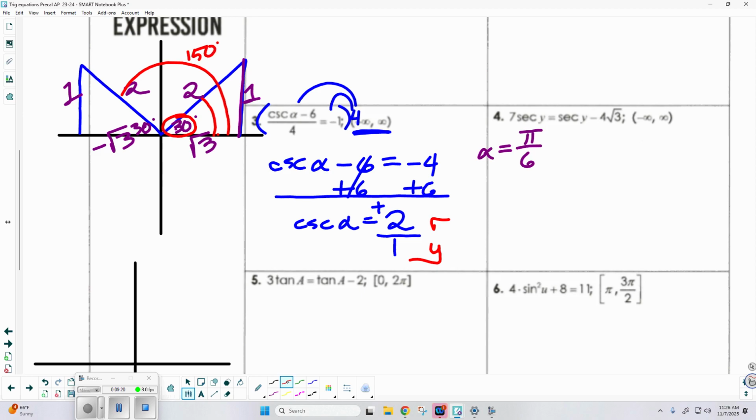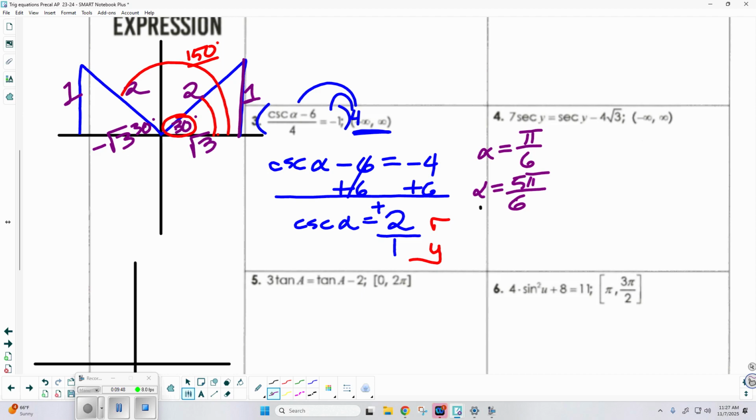150. So that is my second answer. And you might recall that 150 is 5 pi over 6. Okay. So it might not be a bad idea at this point going into these equations. Take a few minutes, look over your unit circle, kind of refamiliarize yourself with the angles, the degrees, and the radians. Okay, now, is this problem done? Why not? I got my answers.